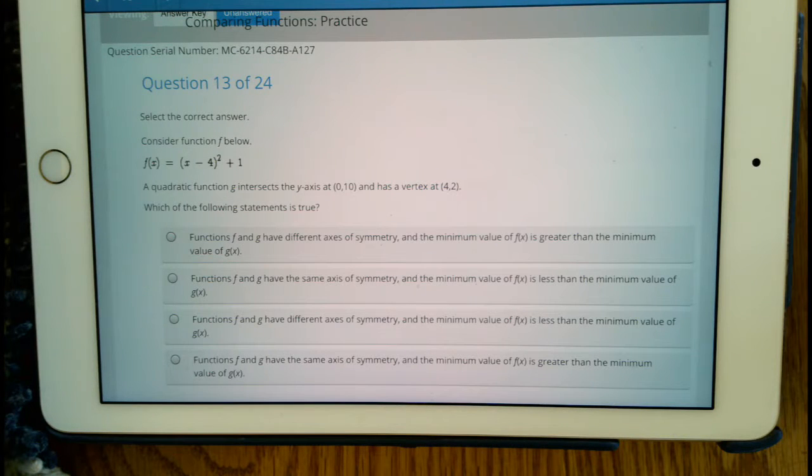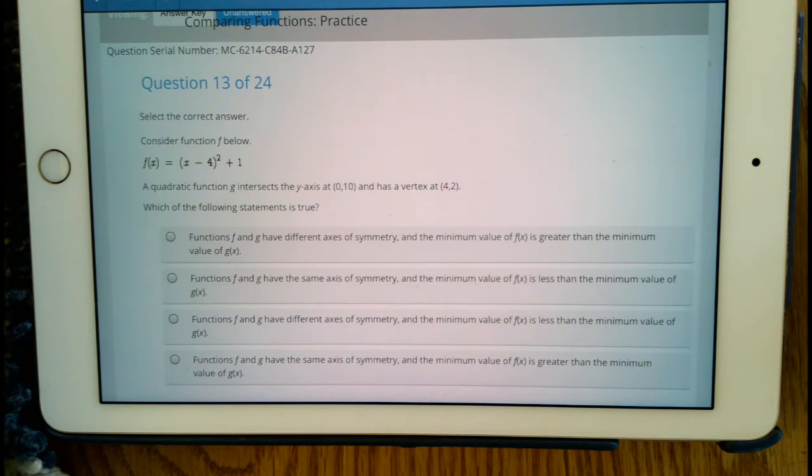Consider function f below. f(x) = (x − 4)² + 1. A quadratic function g intersects the y-axis at (0, 10), so that's a y-intercept, and has a vertex at (4, 2). Which of the following statements is true?